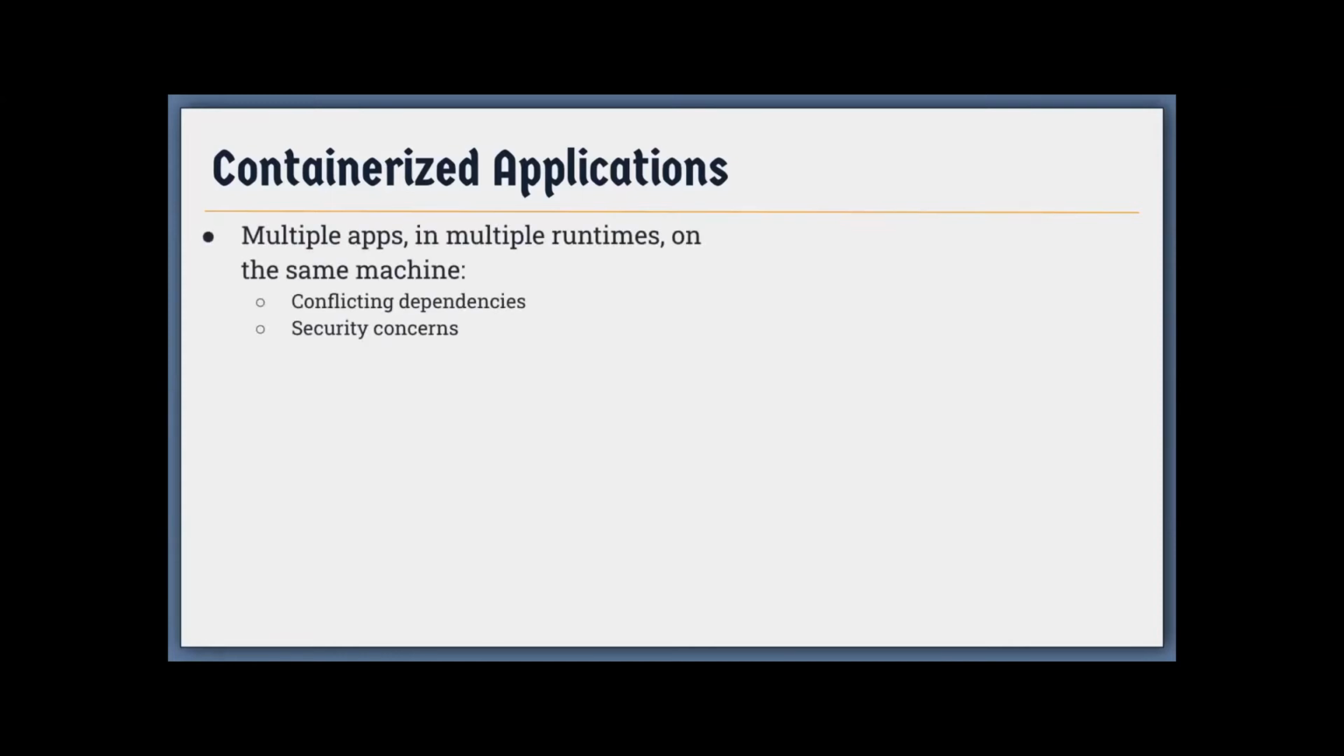But hosting multiple apps in multiple runtimes on the same machine raises some concerns. Among them, conflicting dependencies. One app might need an older version of Python, and one might need a newer version. For security reasons, you also may not want every app potentially accessible to every other app. Some isolation would be desirable.